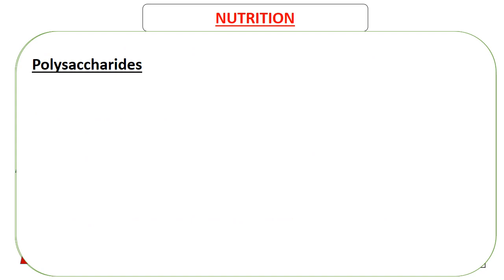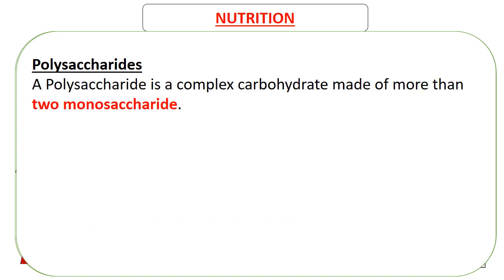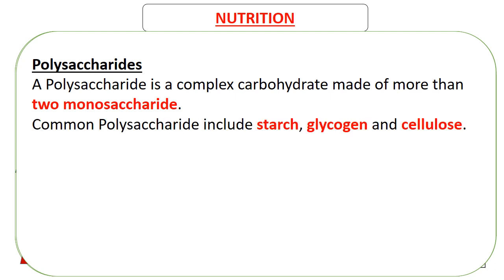Let's move to polysaccharides, the last ones. So a polysaccharide is a complex carbohydrate made of more than 2 monosaccharides. Don't have to master this because poly means more than 2 and saccharide means sugar. So a polysaccharide is just a complex carbohydrate made up of more than 2 monosaccharides. Common polysaccharides include starch, glycogen, and cellulose. So we're going to quickly take a look at starch, glycogen, and cellulose.